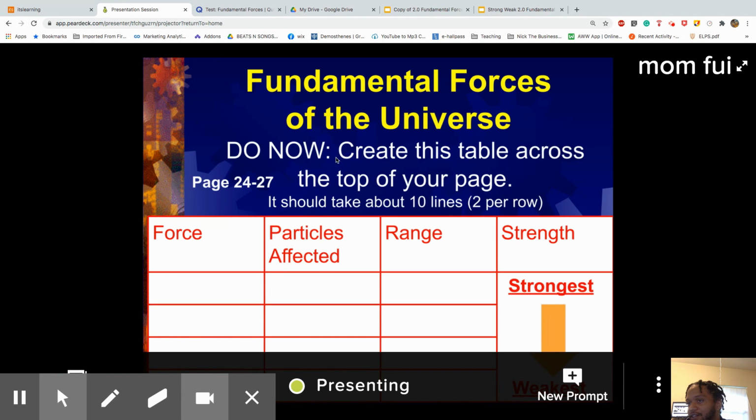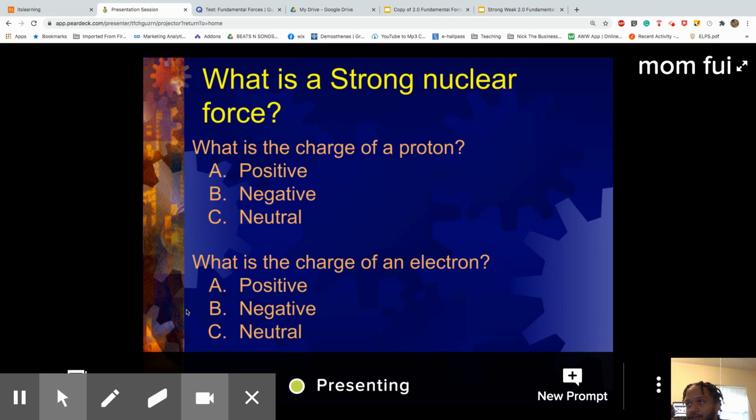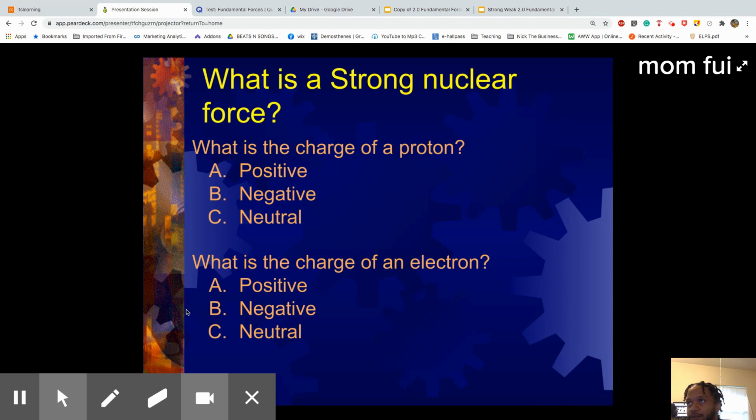We should have already had this done since last week. We should have already had these filled out from force all the way up to, I believe, gravitation. So the new section that we're on today is strong nuclear force. These are the do now questions assigned.